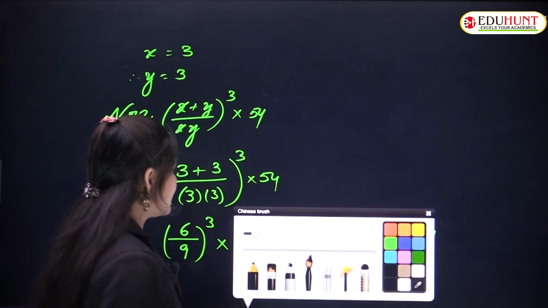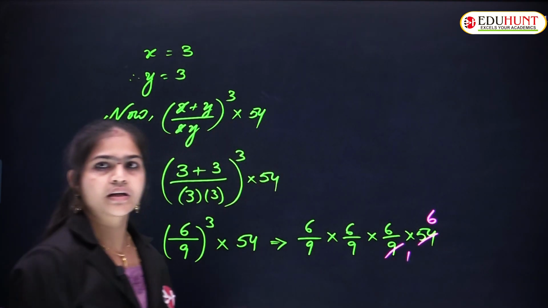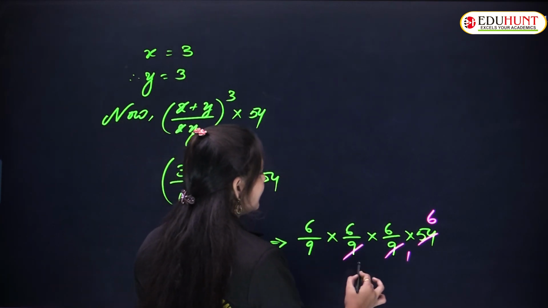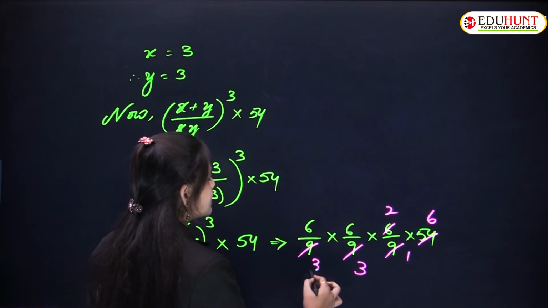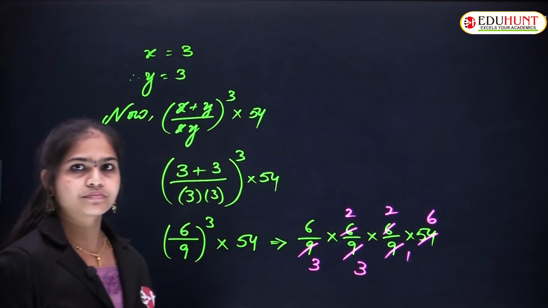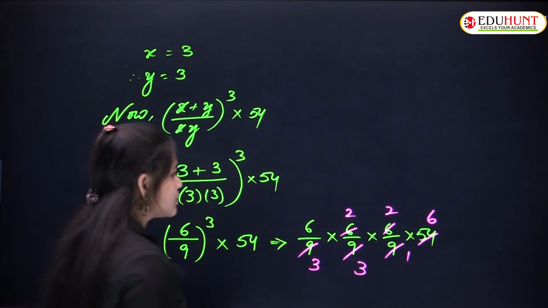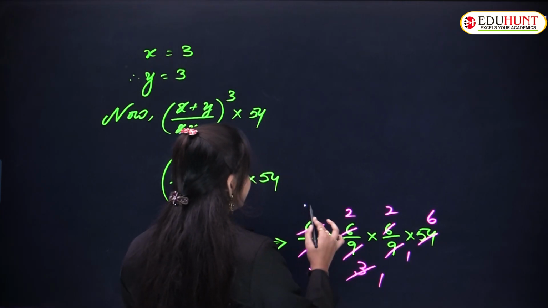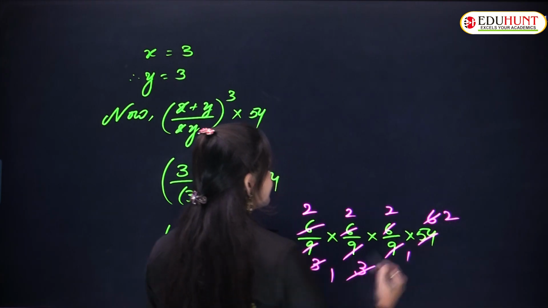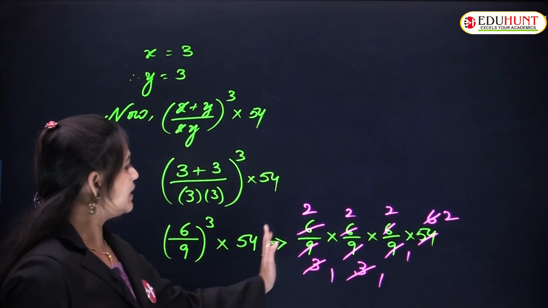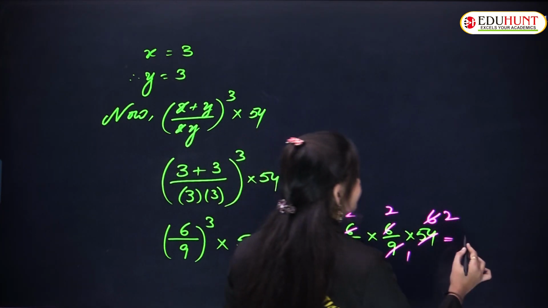Okay. Now cancellation: 9 ones are 9, 6 9s are 54. Clear? Next cancellation: 3 3s are 9, 3 2s are 6. Again 3 3s are 9, 3 2s are 6. Next, any other cancellations? Yes, of course: 3 ones, 3 2s. Is there any other? Yes, 3 ones, 3 2s. After that cancellation, here we will get 2 into 2 into 2 into 2.